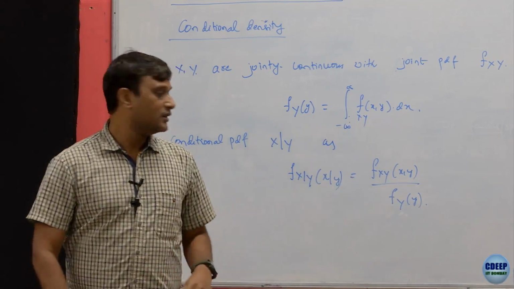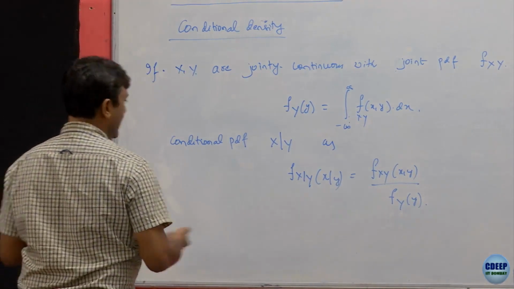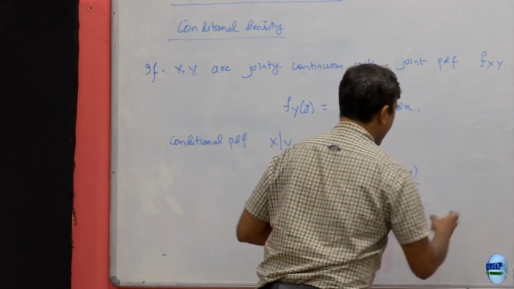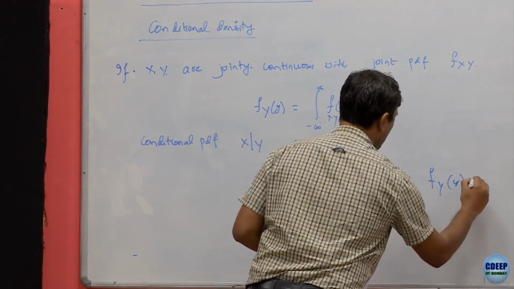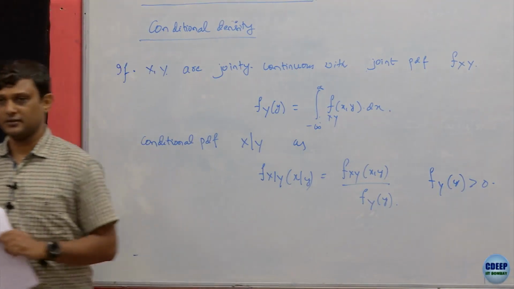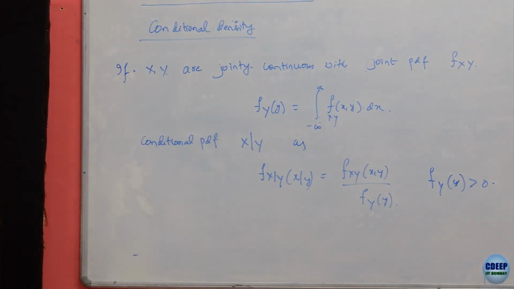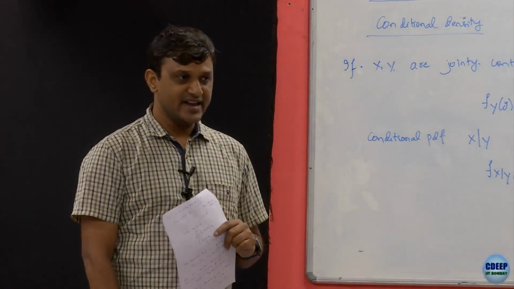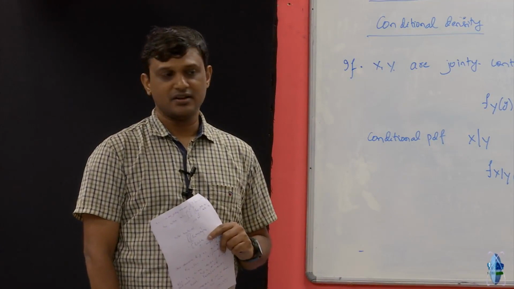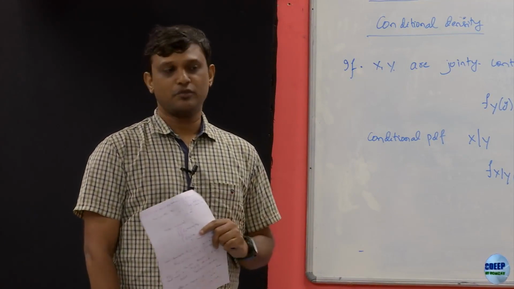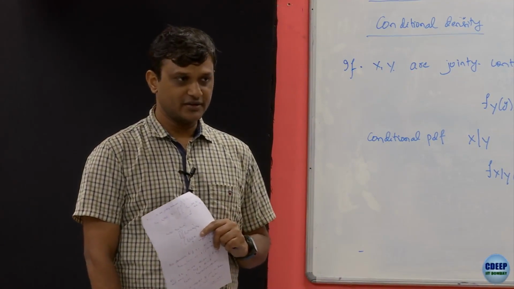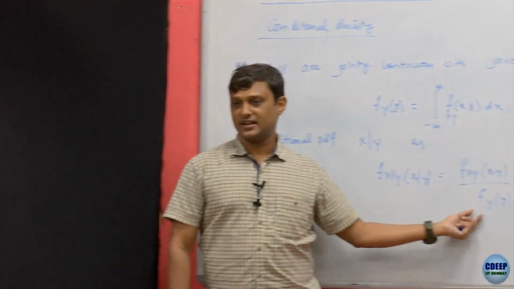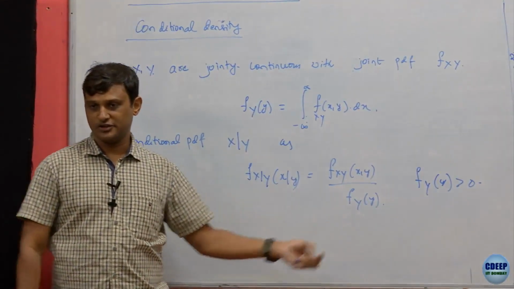And naturally, to make this well defined, we will assume that y is such that f of y at point y is positive. Similarly, when we wanted to define the probability of A given B, we assumed that the probability of B is positive, right. In the same way, we will also assume that this density at point y is positive.